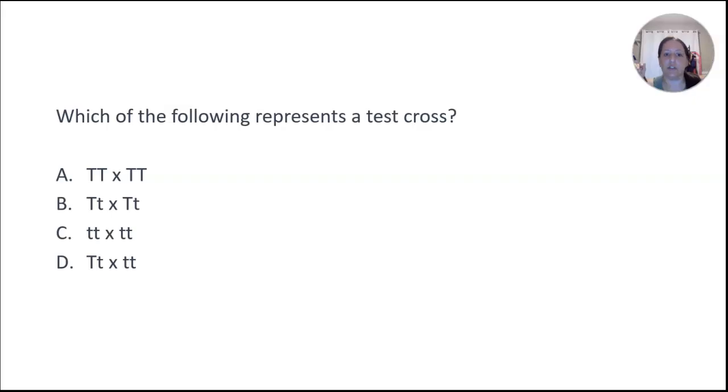Okay, the next question says, which of the following represents a test cross? Okay, D. So this is going to be crossing an individual that has the dominant phenotype. In this case, it's a heterozygote. It could be a homozygous dominant with a homozygous recessive. So D would be the correct answer there. So again, whenever you see the term test cross, which you will see on the exam, you're thinking homozygous recessive.